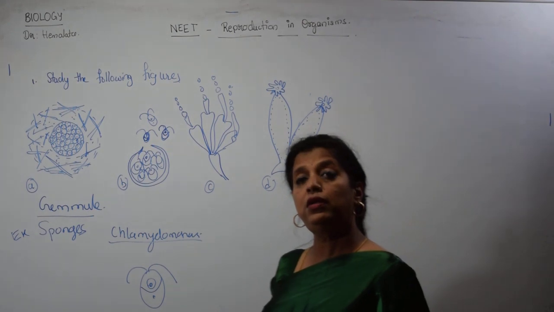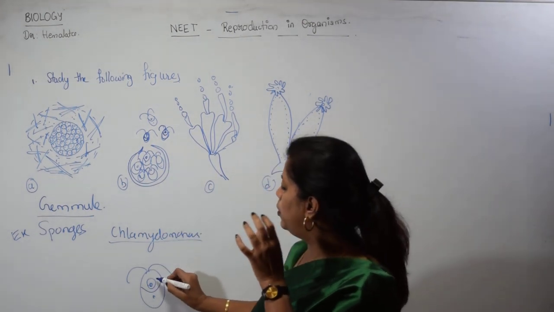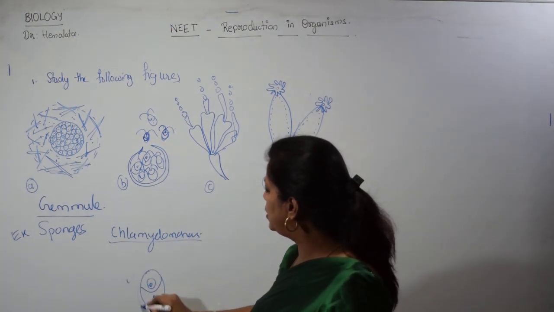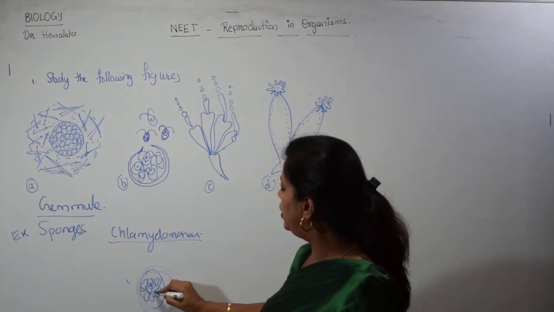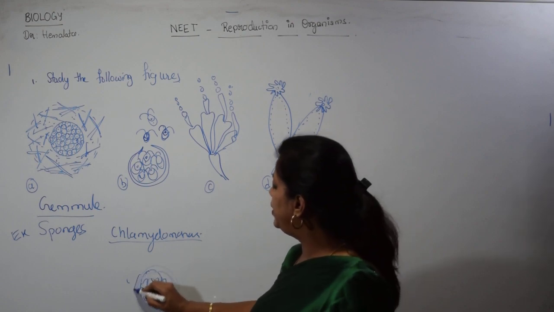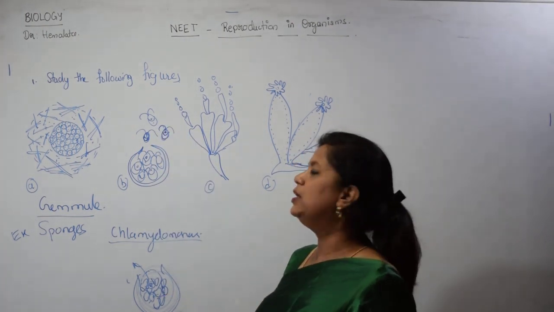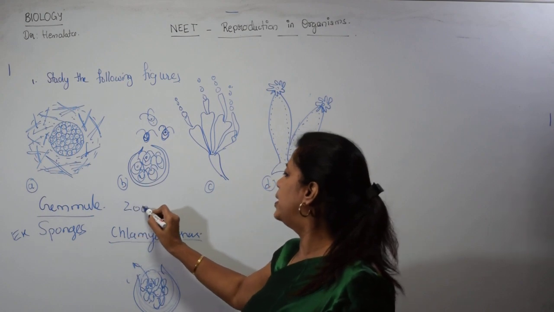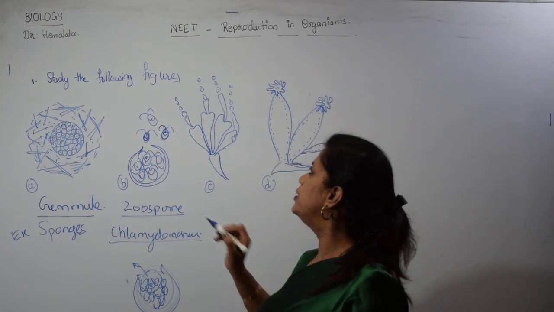So when there is no favorable condition, each Chlamydomonas loses the flagella and becomes totally rounded, covered by a thick covering, and the internal protoplasm gets divided and the nucleus also divides, and on return of favorable conditions they will break open and release what are called zoospores. They are biflagellated zoospores. The example I gave is a zoospore example. So the first one is gemmule, second is the zoospore.